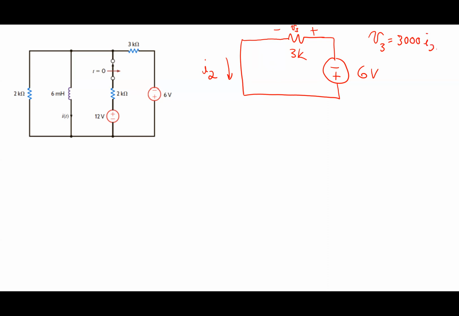It could be negative in a sense, right? It is, so I2 is going to enter the plus terminal, right? And so given the way I've written this, it's 3,000 times I2, right? So if you follow, I2 is the current everywhere in that loop, right? So if I2 is entering the plus terminal, I'd write it this way, okay?